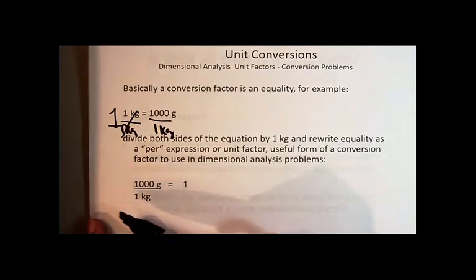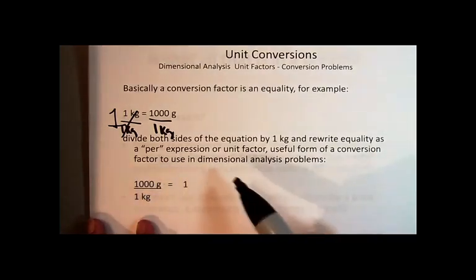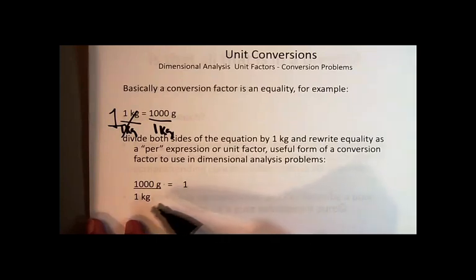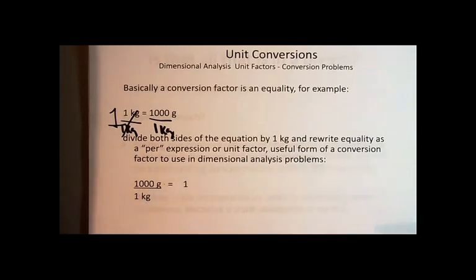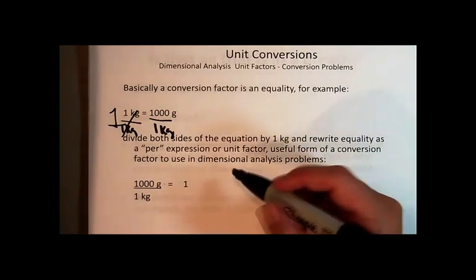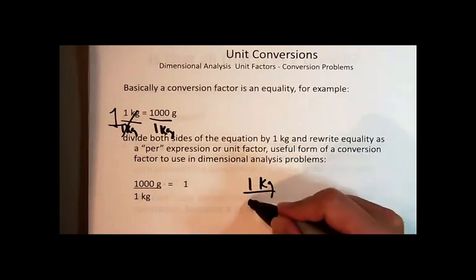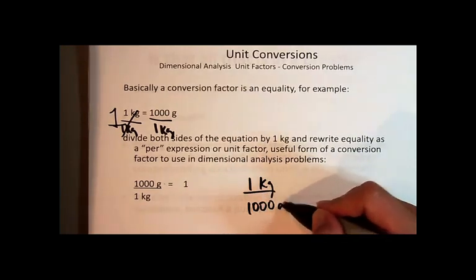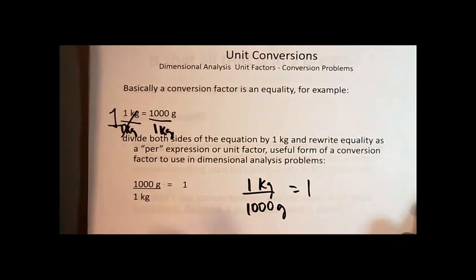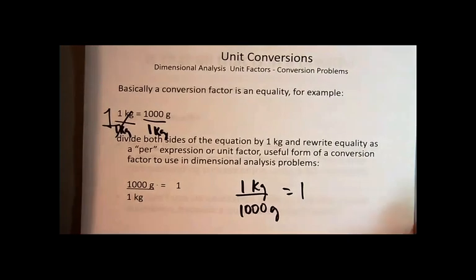So this is called a unit factor because you can multiply this by, say, a quantity in units of kilograms. The kilogram unit would cancel and you would be left with the gram unit. You can also create a unit factor the other way. It's the same thing. 1 kilogram divided by 1,000 grams is also equal to 1. It doesn't matter which side you divide by which side. All right, so we'll be coming back to that quite a bit throughout the semester.